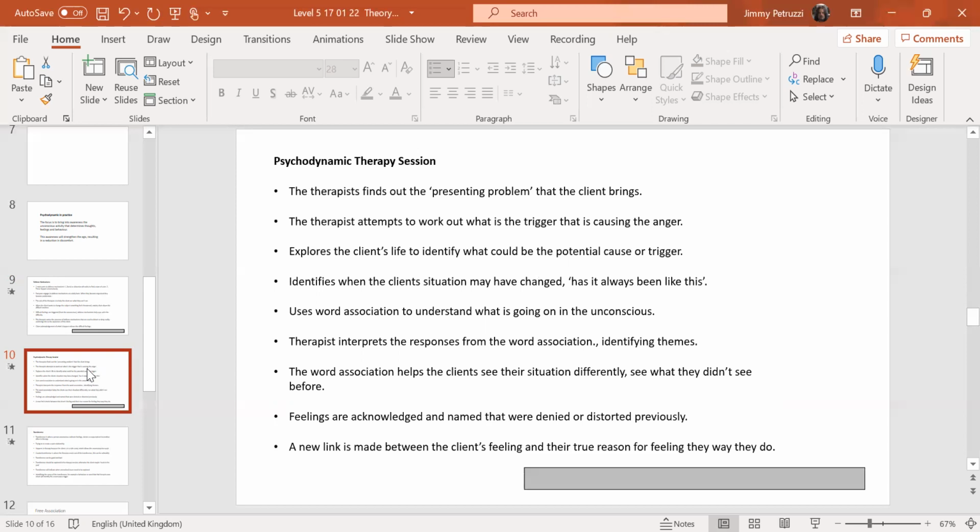Uses word association to understand what is going on in the unconscious. The therapist interprets the responses from the word association, identifying themes. The word association helps the client see their situation differently, see what they didn't see before. Feelings are acknowledged and named that were denied or distorted previously. A new link is made between the client's feeling and their true reason for feeling the way they do.